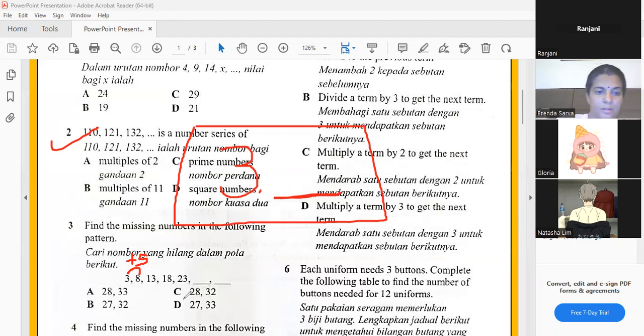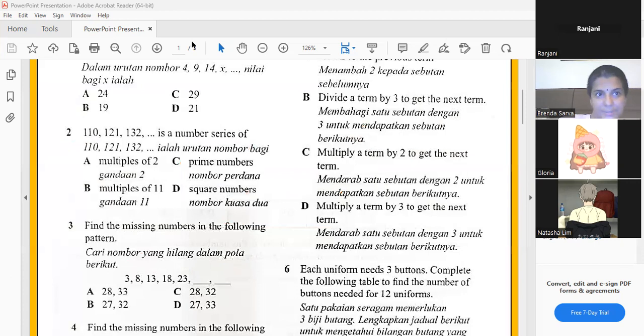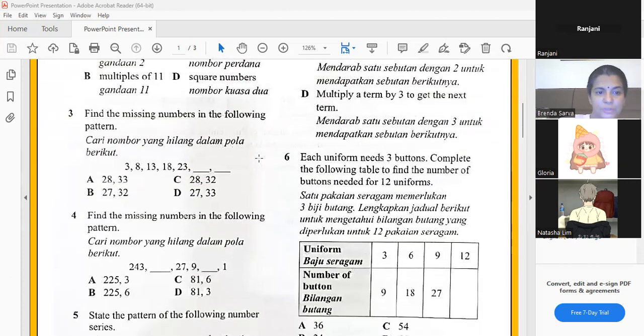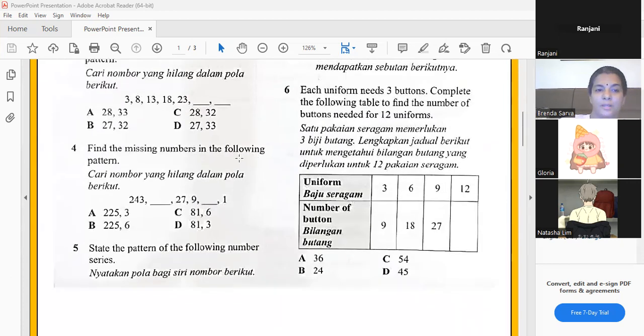Okay. All right. So plus 5, 23 plus 5 would be 28. 28 plus 5 would be 33. Well done. Patterns are not too difficult a topic. Okay. Can do, good. Number 4.